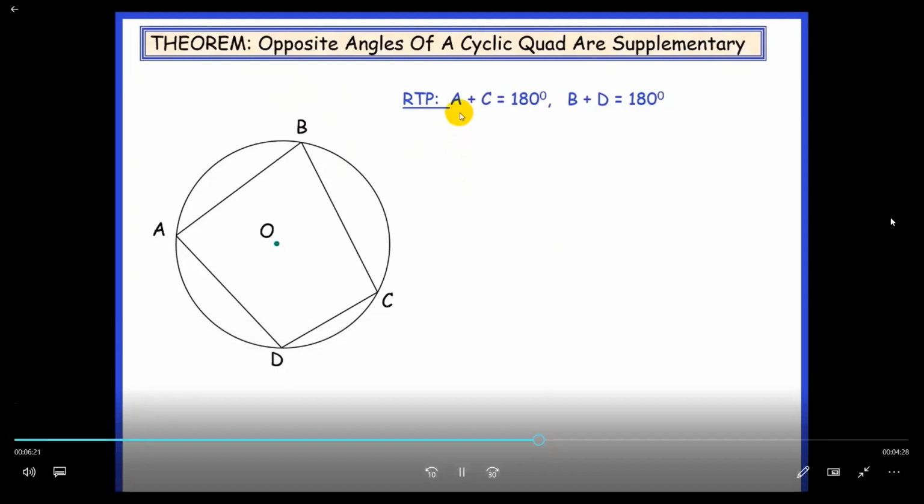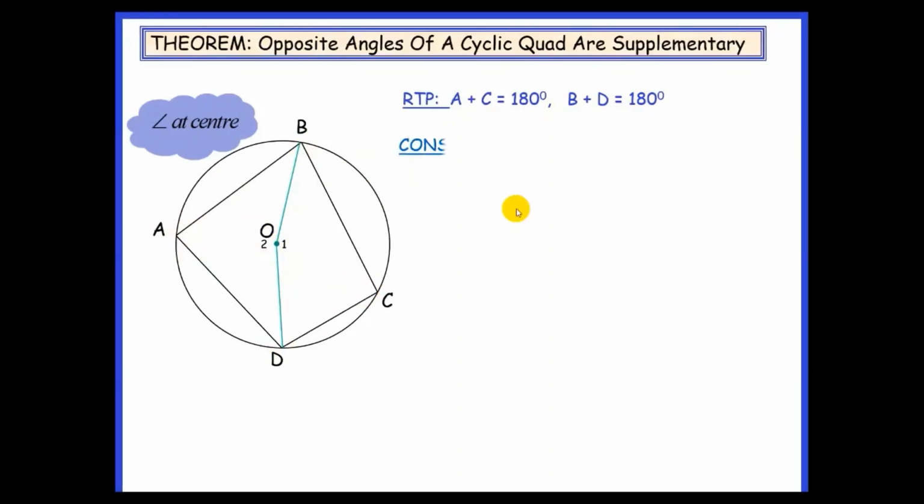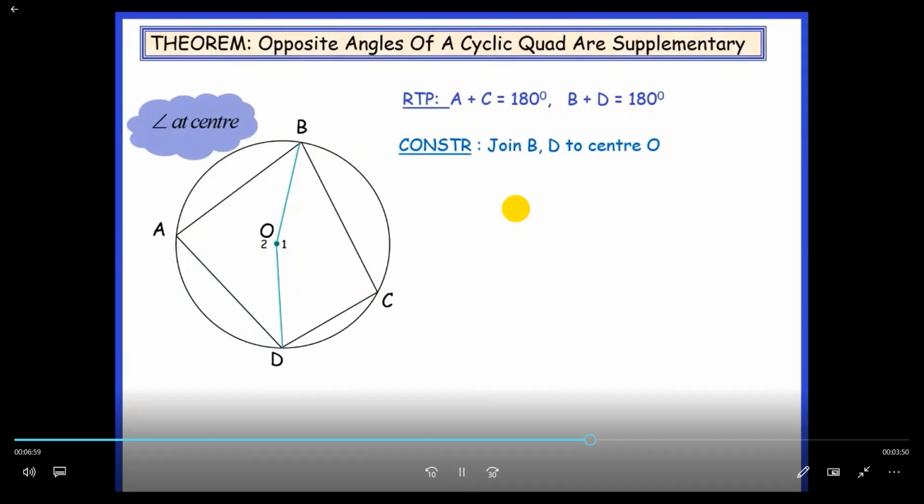So we want to prove that angle A plus angle C is equal to 180. We need a strategy, and we're going to be looking at angle at the center. So for me to be able to implement this, I need a construction. We're going to join BO to DO. Now remember, if we're trying to prove A plus C to be 180, we'll join BO and DO. If we're trying to prove B plus D is equal to 180, then we will join AO and CO. So let's move to our proof.